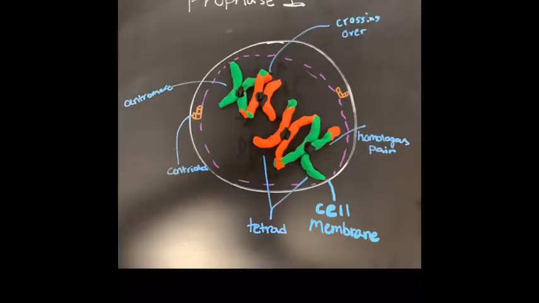Let's now move on to meiosis 1. The first phase is prophase 1. In prophase 1, the chromosomes condense to form homologous pairs, and the 2 homologous pairs form a tetrad. The chromosomes also begin crossing over to exchange genetic information.